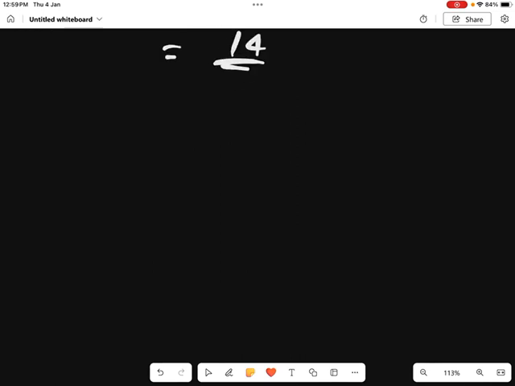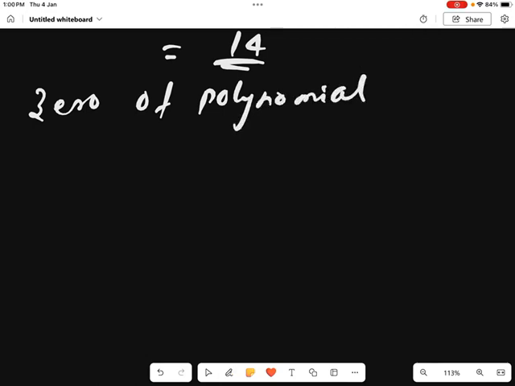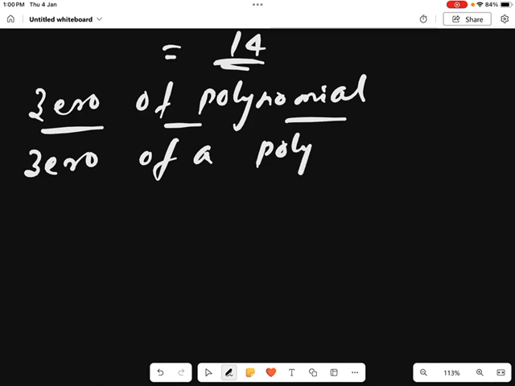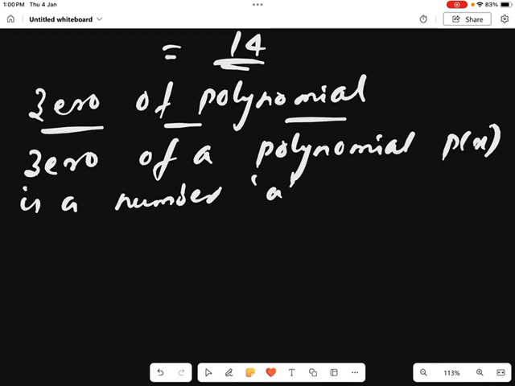And the next is 0 of the polynomial. What is 0 of polynomial? 0 of a polynomial p of x is a number a such that p of a is equal to 0. That means a 0 of a polynomial p of x is a number a such that p of a is equal to 0.